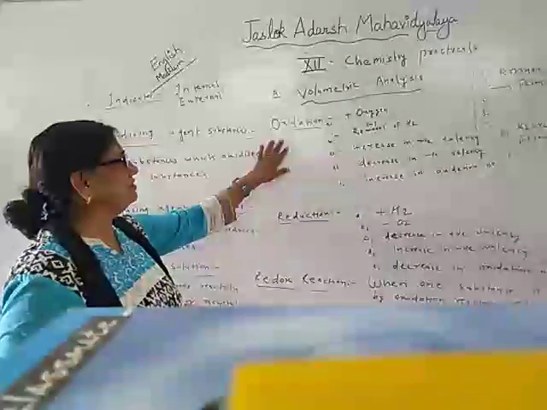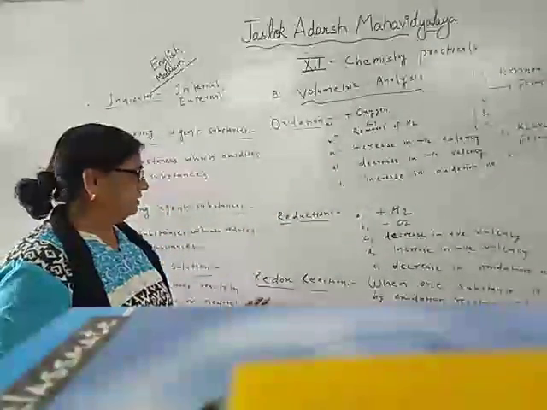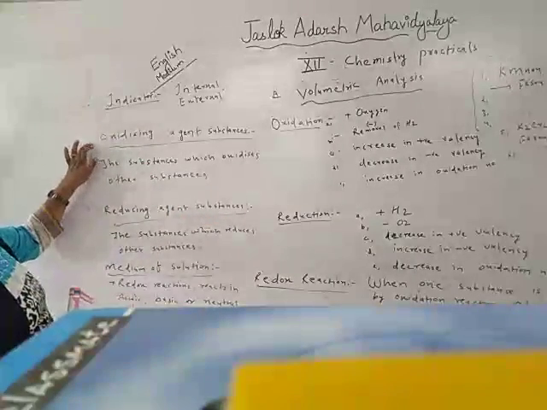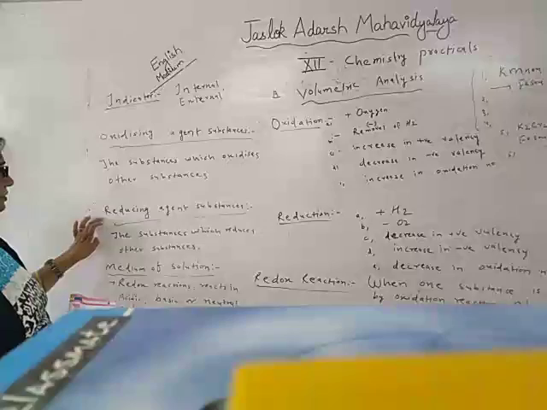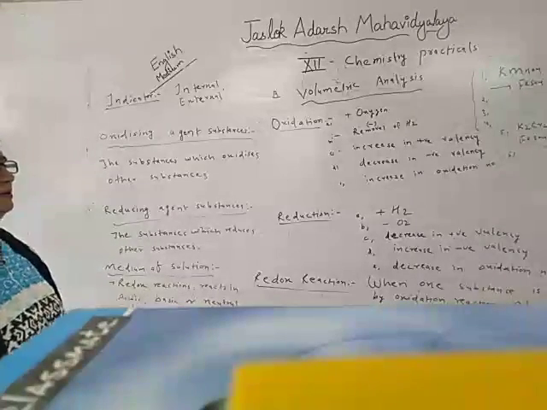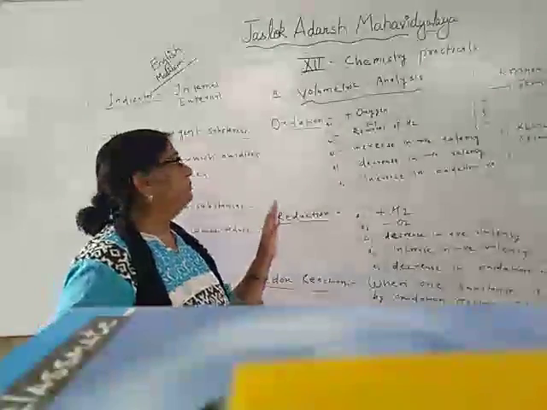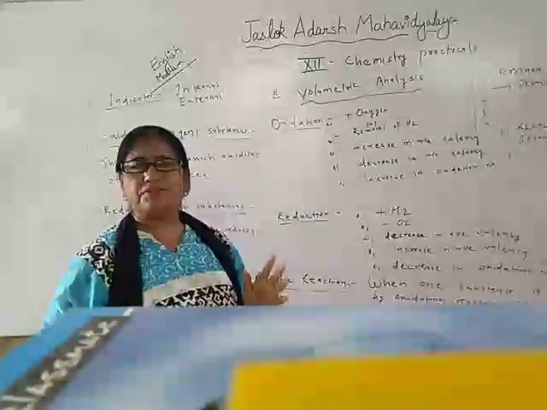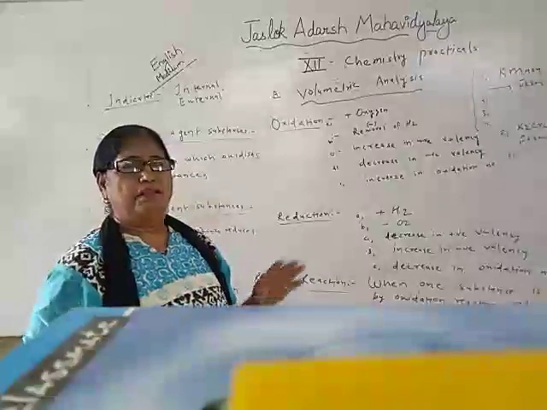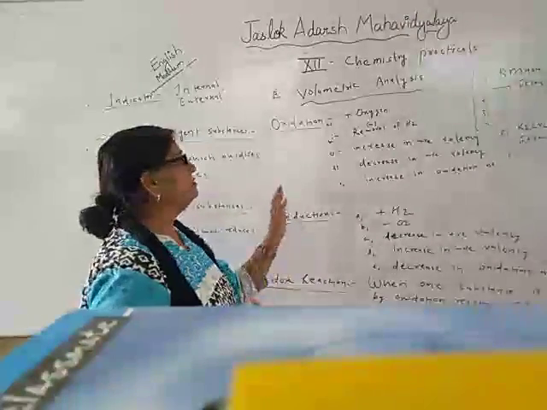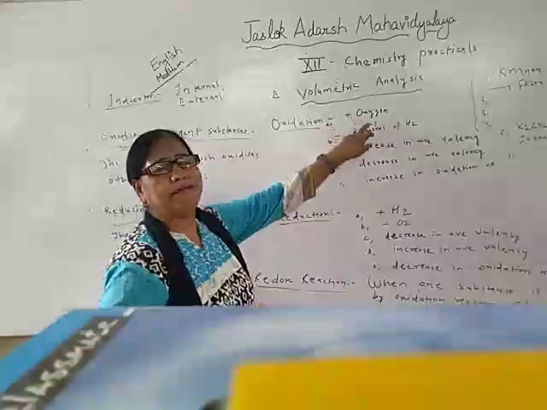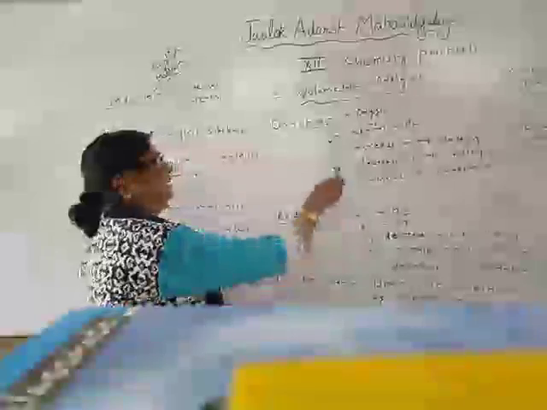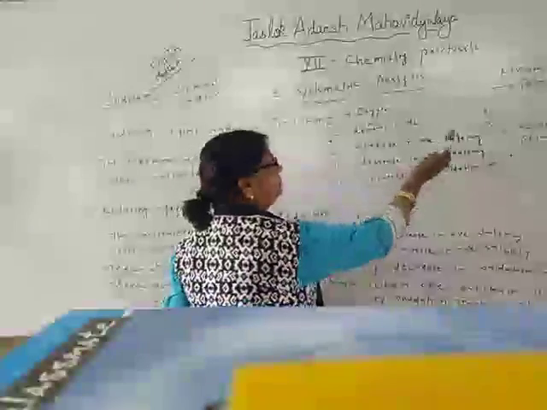First one is called oxidation, second reduction, then what are called redox reactions, then indicator, oxidizing agent substances, reducing agent substances, and medium of solution. First, I am going to start with the first term, that is called oxidation. What are oxidation reactions? Oxidation reactions means adding oxygen, removal of hydrogen, then increase in the positive valency.